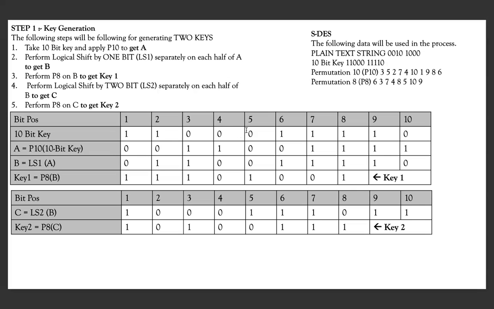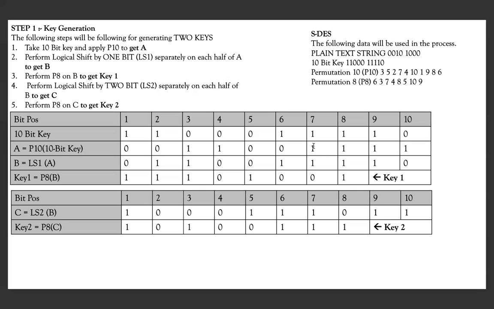Then I need bit number 5. That's 0 over here. Then I need bit number 2, which is 1. Got the 1 over here. Then I need a 7, which is another 1. I got that over here. Then the 4th bit, which is 0. Then the 10th bit, which is another 0. Then the 1st bit, which is a 1.